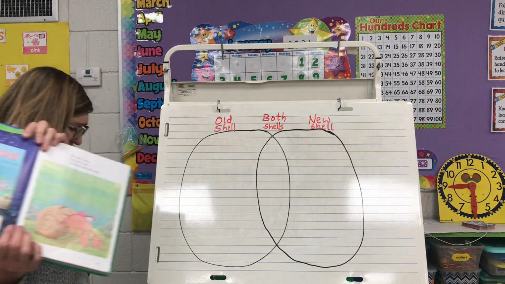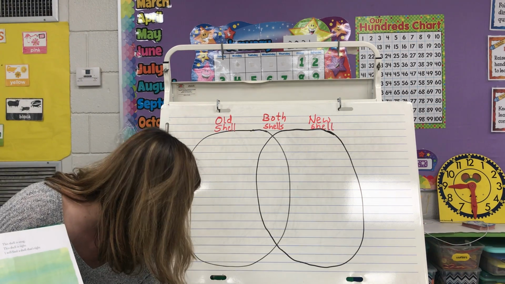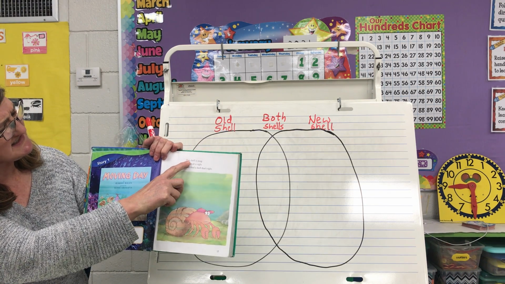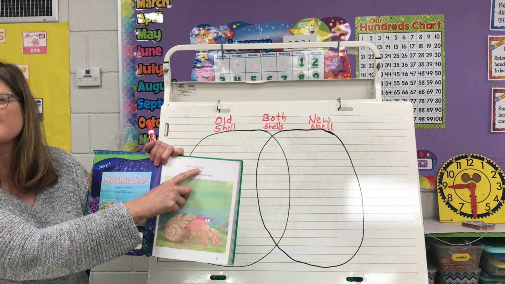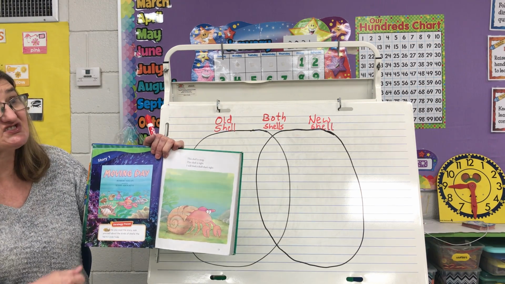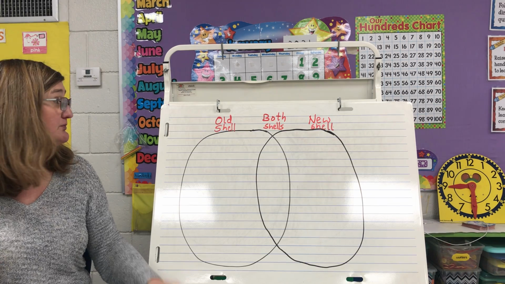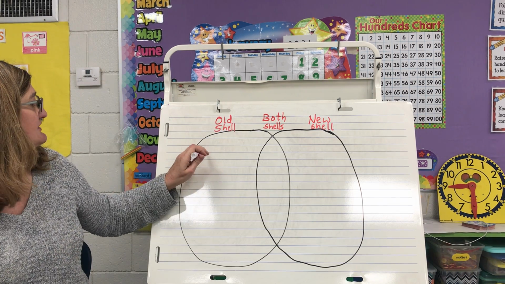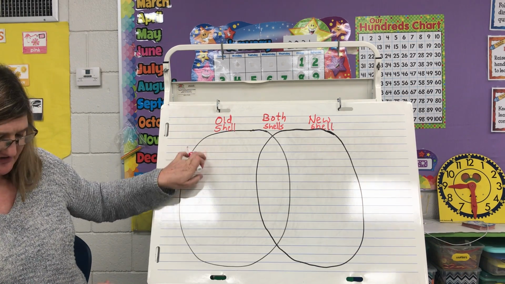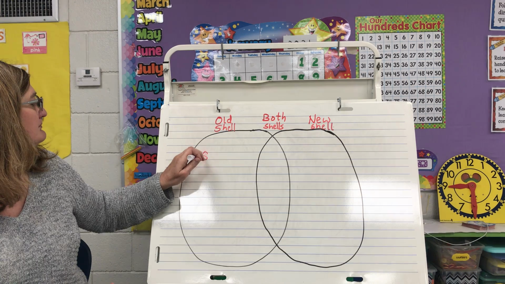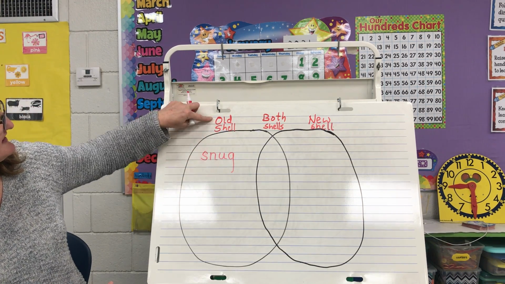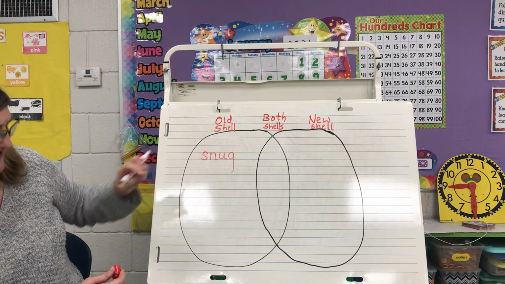Let's think of some words that might tell about the old shell. One thing I read is it says, "This shell is snug." It's kind of snug. It doesn't have much room. So I think that might be a good word to tell about the old shell. The old shell was snug. So I'm going to write it on the side of our Venn diagram that says old shell.